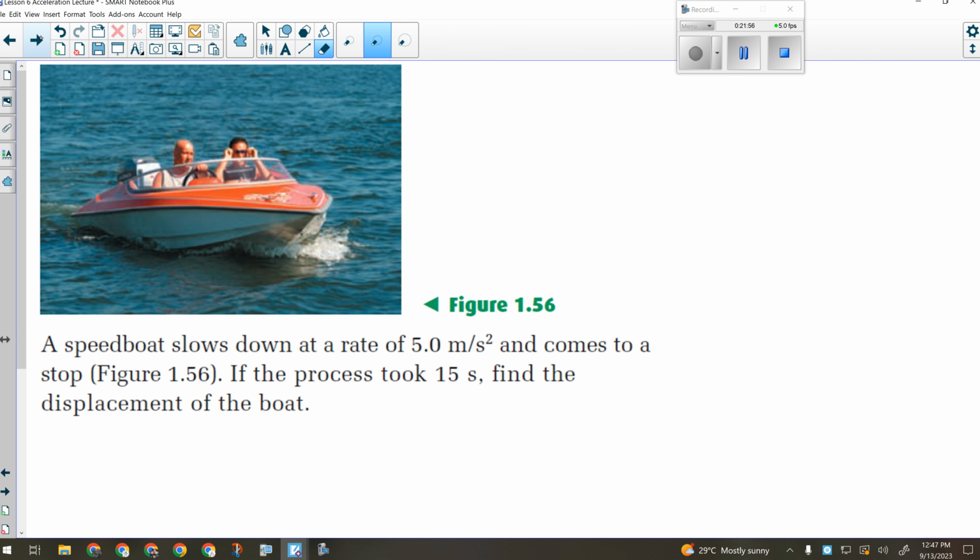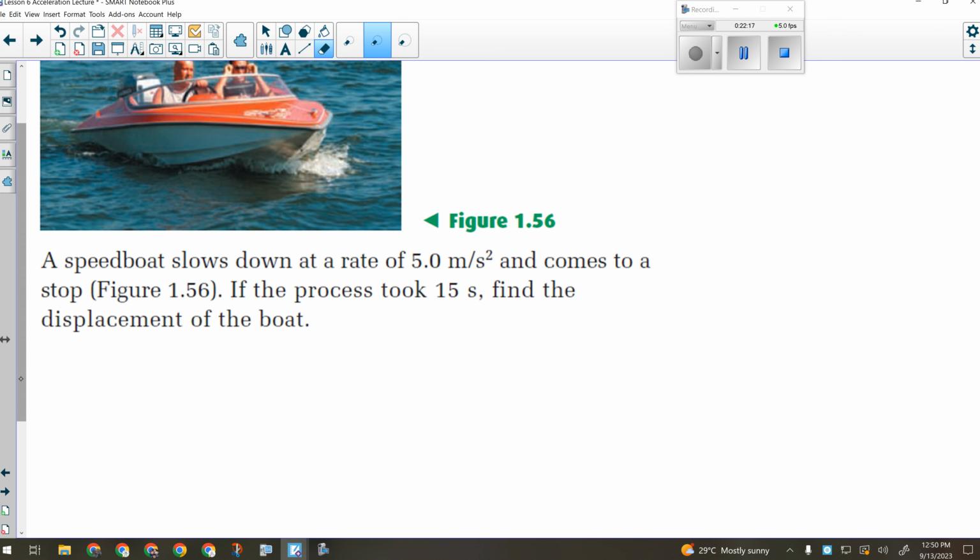Okay, write that one down and see which formula we might want to use for that one. All right, so on this one here, how many pieces of information am I given? 3. Given 3 pieces of information here. So we have a speedboat that slows down at a rate of 5 meters per second squared. What do I have to remember about that number? It's negative.